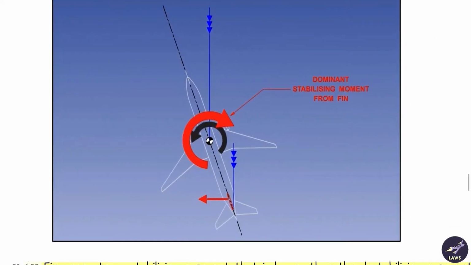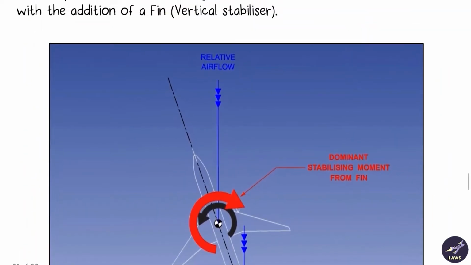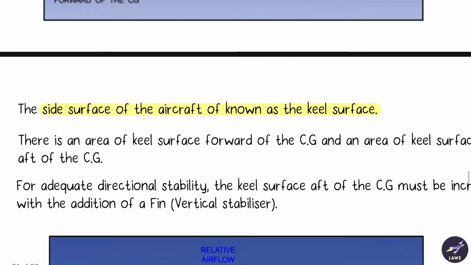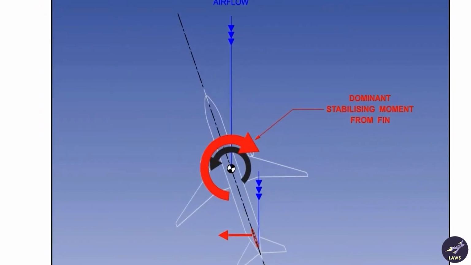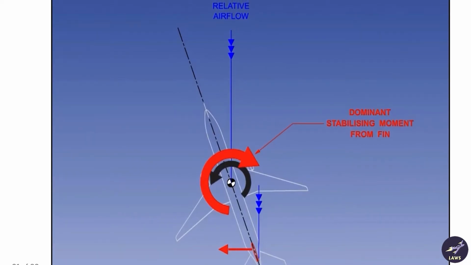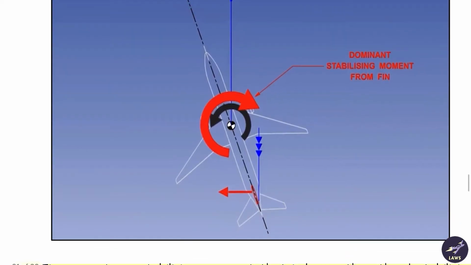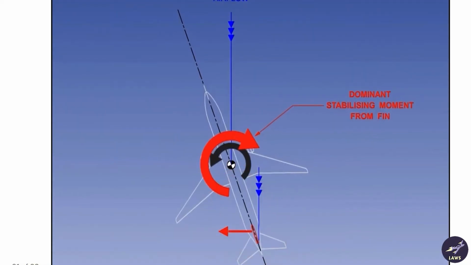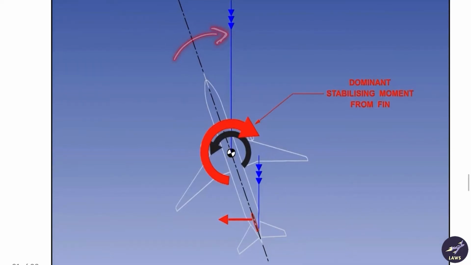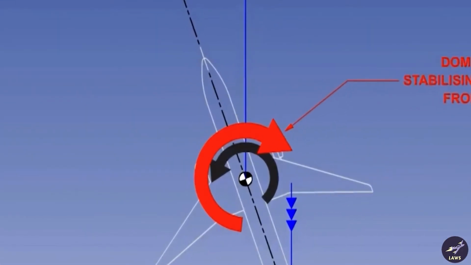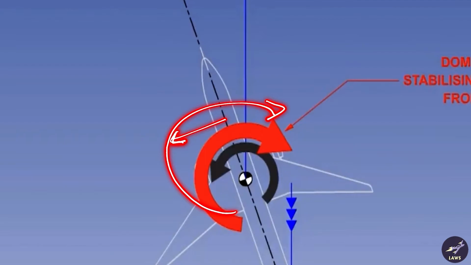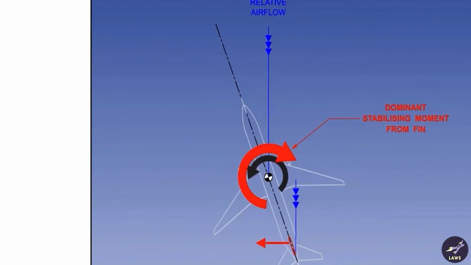If we see here, the fin increases the keel surface behind. Again, for this aircraft to come into equilibrium, it has to move right. So this whole keel surface behind the CG is providing a stabilizing moment. That means it is again moving back to equilibrium. So it is overpowering the destabilizing effect given by the fuselage ahead. This fin is overpowering it, giving more stabilizing moment, and hence the aircraft has directional stability.